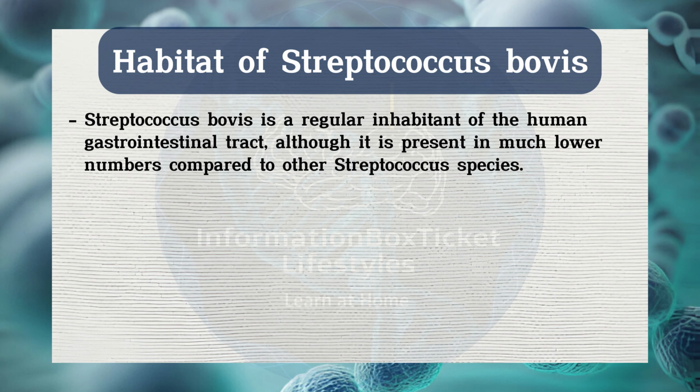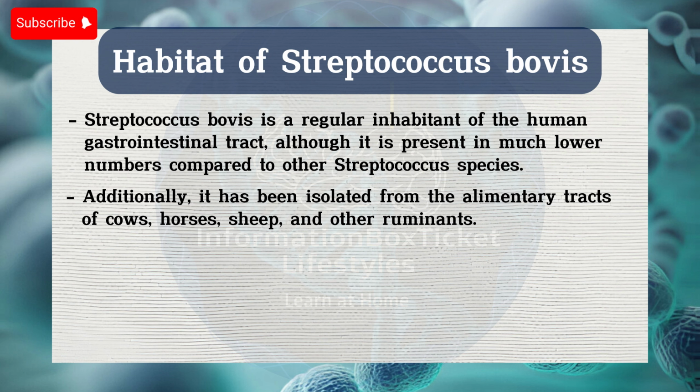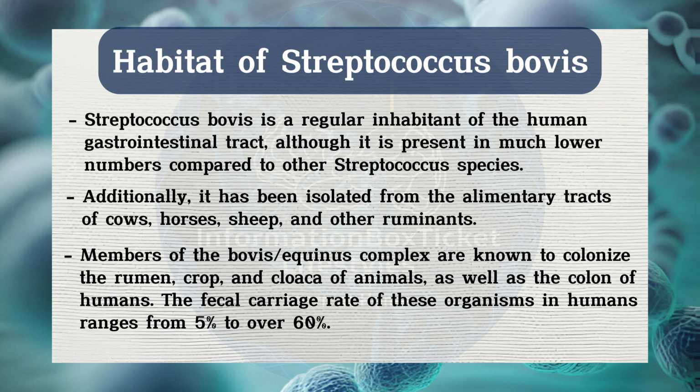Habitat of Streptococcus bovis. Streptococcus bovis is a regular inhabitant of the human gastrointestinal tract, although it is present in much lower numbers compared to other Streptococcus species. Additionally, it has been isolated from the alimentary tracts of cows, horses, sheep, and other ruminants. Members of the bovis equinus complex are known to colonize the rumen, crop, and cloaca of animals, as well as the colon of humans. The fecal carriage rate of these organisms in humans ranges from 5% to over 60%.